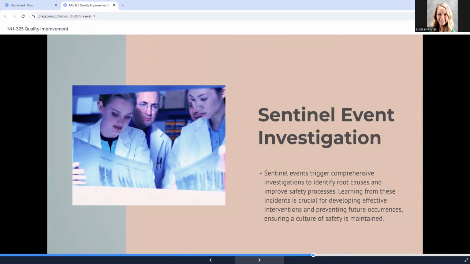So remember I told y'all we were going to circle back to sentinel events. And so remember, a sentinel event is an event that can result in patient death, permanent harm, or severe temporary harm that requires intervention, and they require immediate investigation. So sentinel events trigger comprehensive investigations to identify root causes and overall improve safety processes within an organization. Learning from these incidents is crucial for developing effective interventions and preventing future occurrences and ensuring a culture of safety is maintained within that organization. And we're going to talk a little bit more about how sentinel event investigation happens and some considerations to keep in mind with this coming up in just a little bit.